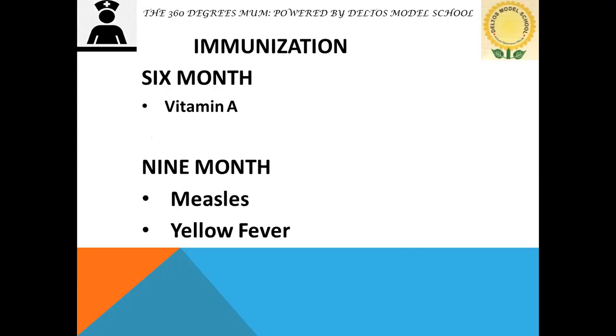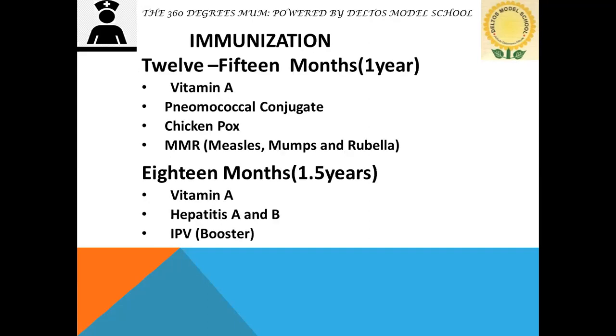vitamin A is every 6 months. So just know that, let it be there in your brain that every 6 months, I have to take my child for vitamin A immunization. So first month, vitamin A. The 9th month, measles and yellow fever vaccine. 12 to 15 months.